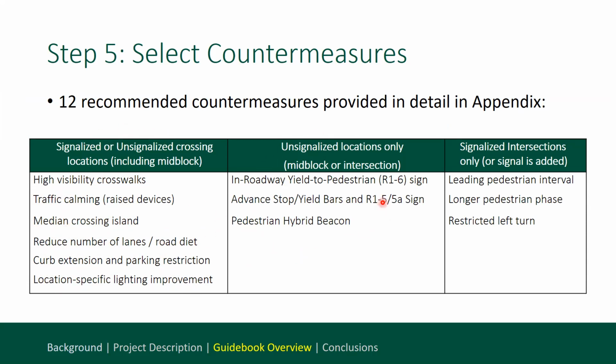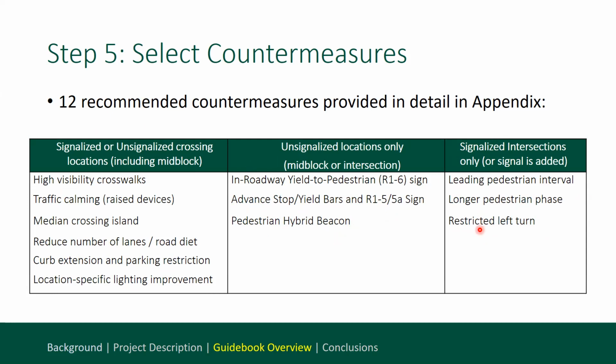So this would be for signalized or unsignalized crossing locations. For unsignalized location only, you look at in-roadway yield pedestrian sign, pedestrian hybrid beacon where it flashes like you see in downtown San Luis Obispo, and advanced stop yield bars. And then for signalized intersection only, or where a signal is recommended to be added, you include the leading pedestrian interval. That's the one that I was talking about, where the green for the pedestrian, the walking person, occurs sooner than the green light for the through automobile traffic.